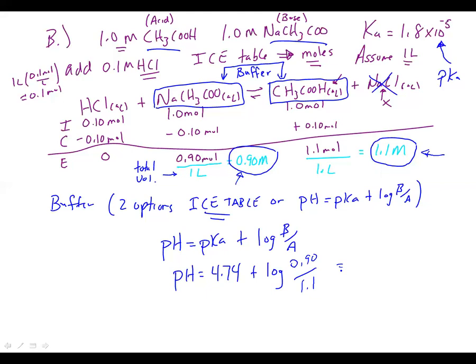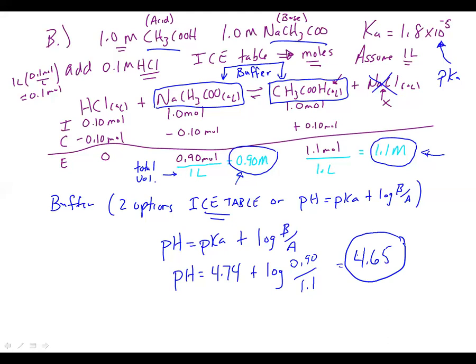So we're going to take 0.9 divided by 1.1. We're going to take the log of it plus 4.74. And that's going to give us a pH after we add the acid of 4.65. Any questions on that calculation? Again, if you did the second ice table, you would hit 4.65 as well. And you would get the same answer as which we got here.